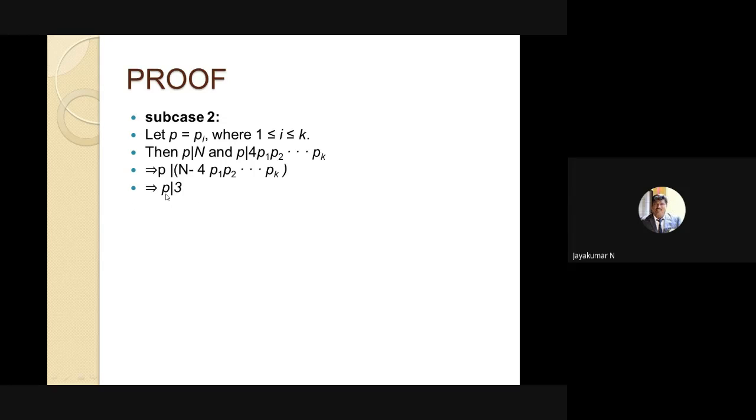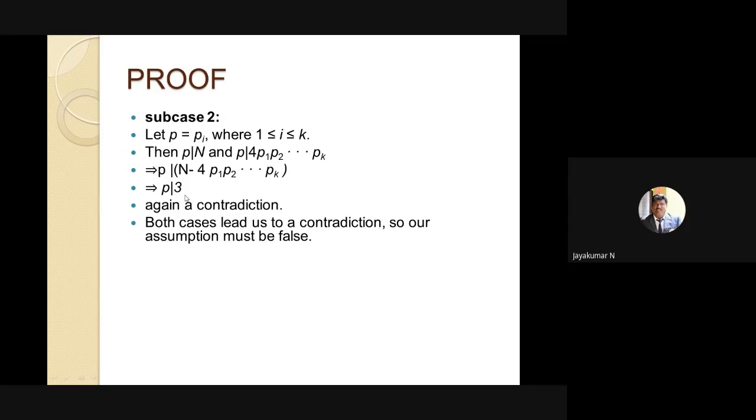P is one of the k primes P1 to Pk. Definitely it cannot divide 3, because 3 is smaller and P is bigger. So here also we get a contradiction. Both cases lead us to a contradiction, so our assumption must be false. If we assume P equal to Pi, we get one contradiction. In the previous case, we assumed P equal to 3 and got one contradiction.